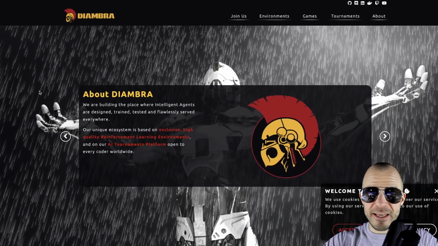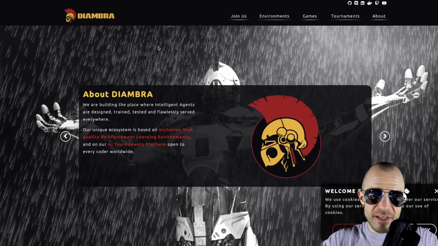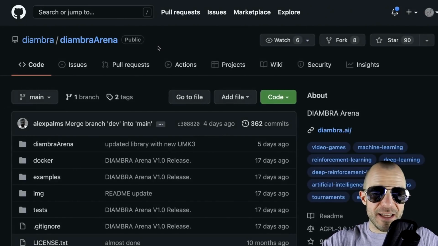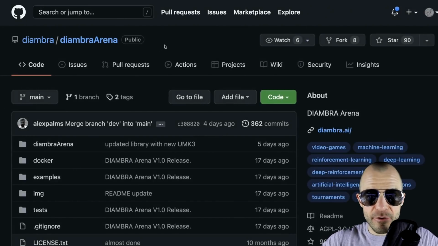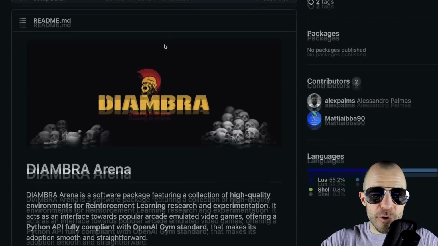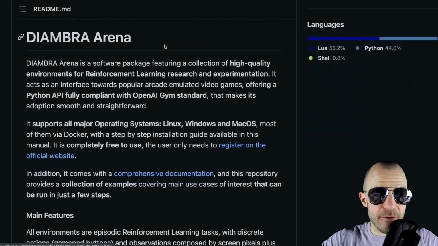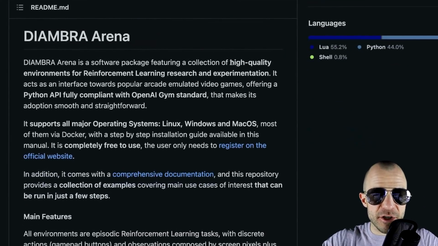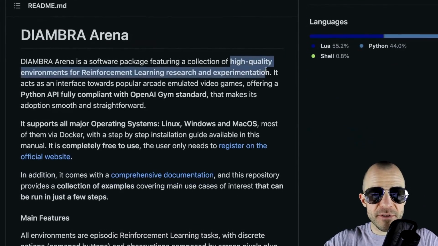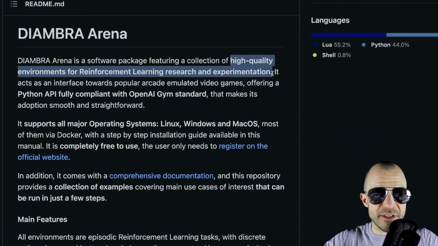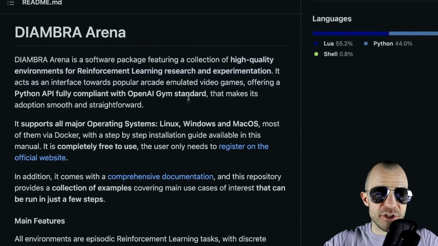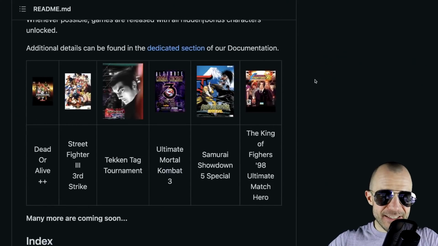Diambra is an arena for AIs. It is multiple things at the same time. First and foremost, it is a library, essentially reinforcement learning environments, mainly for two-player fighting games right now. They say they feature a collection of high-quality environments for reinforcement learning research and experimentation. It's compliant with the OpenAI Gym standard, and it includes classic fighter games such as Dead or Alive, Street Fighter, Tekken, and so on.